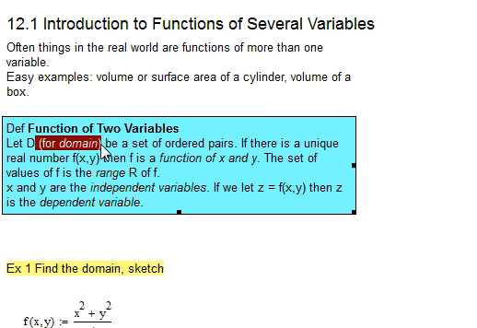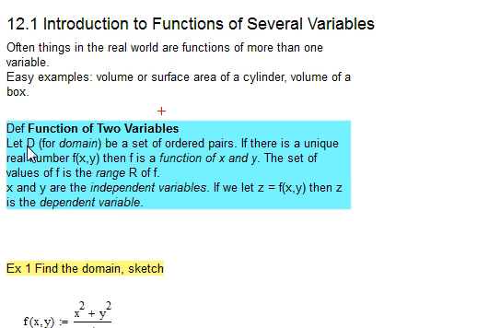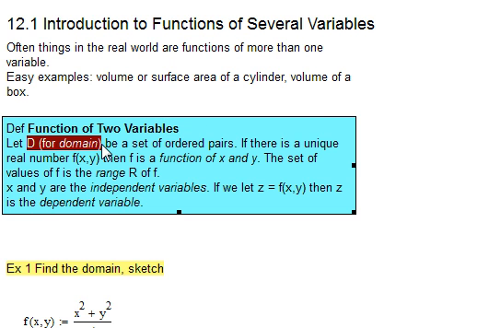Domain, this time it's interesting, instead of the domain being a subset of the real number line, the domain is a subset of the coordinate system with x and y. In other words, a subset of R squared, a subset of the xy plane. And x and y are considered the independent variables, and if z equals f of x, y, then z is the dependent variable because it depends on the value of x and y.